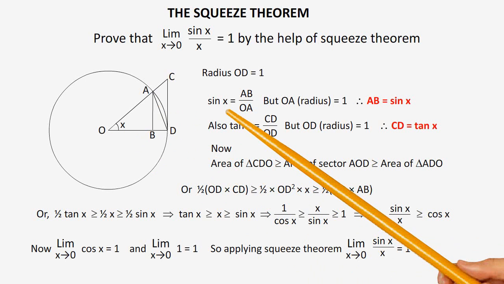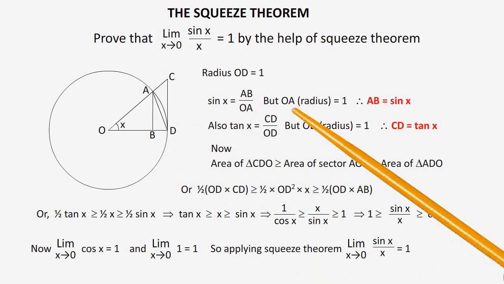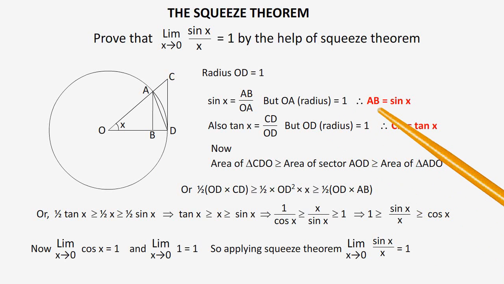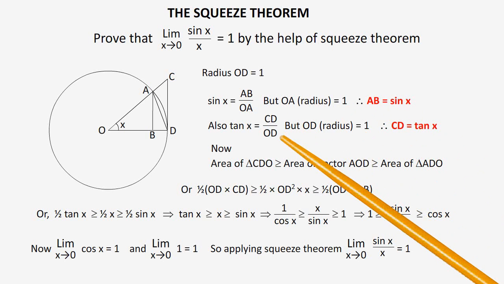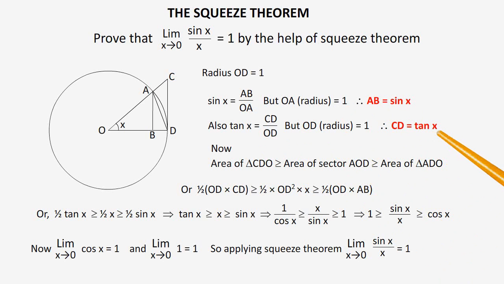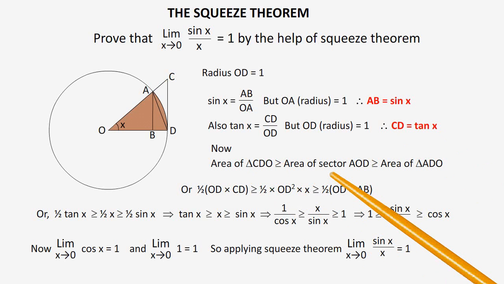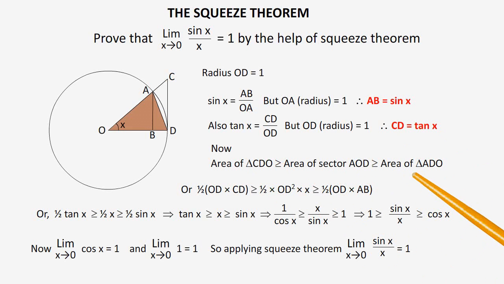Here sin x equals AB by OA. But OA is the radius of the unit circle and is equal to 1. Therefore AB equals sin x. Again we may say that CD by OD is equal to tan x. Since OD equals 1, therefore CD equals tan x. Now from the figure it is clear that the area of triangle CDO is greater than or equal to the area of sector OAD, which is again greater than or equal to the area of triangle ADO.